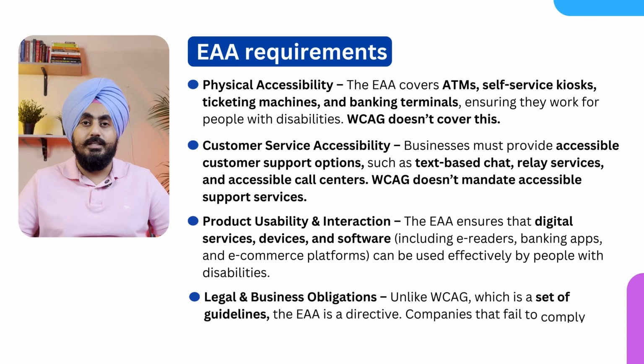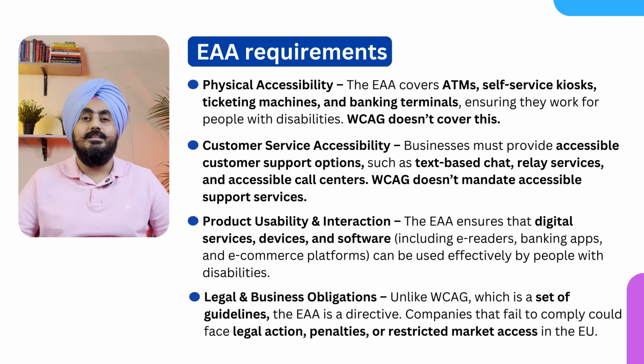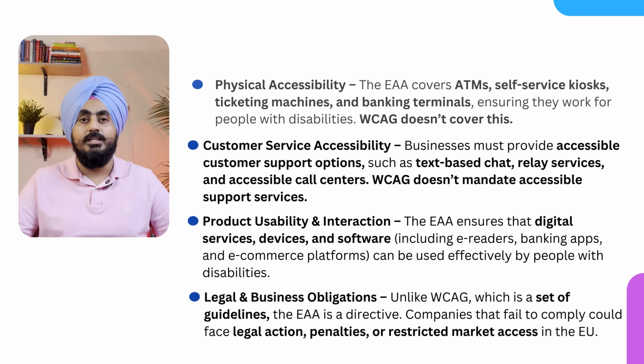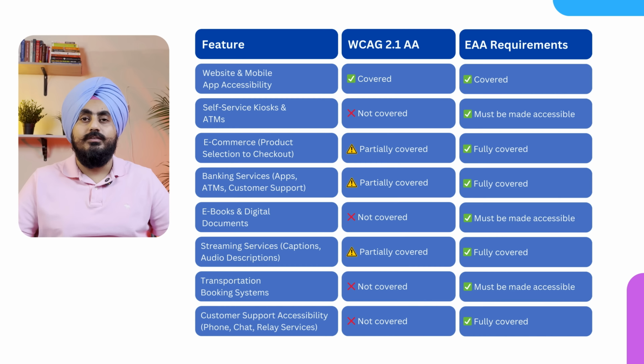Legal and business obligations. Unlike WCAG, which is a set of guidelines, the EAA is a directive. Companies that fail to comply could face legal actions, penalties, and restricted market access in the EU. Take a look at this table for the services that you have in Europe and whether being fully WCAG 2.1 AA conformant covers for EAA or not. Key takeaway is that WCAG 2.1 AA is great for websites and applications, but EAA covers much more, including your physical services, digital platforms, and customer support.